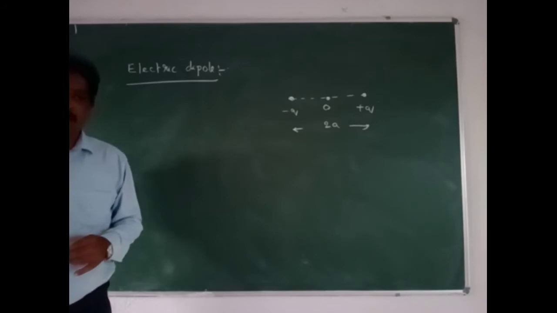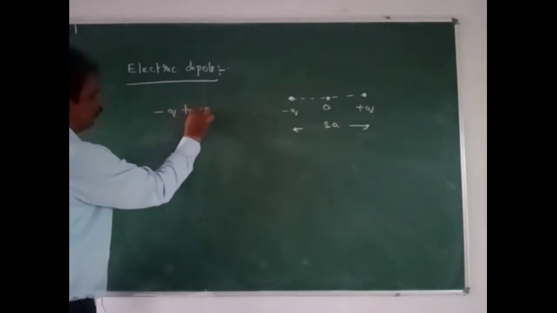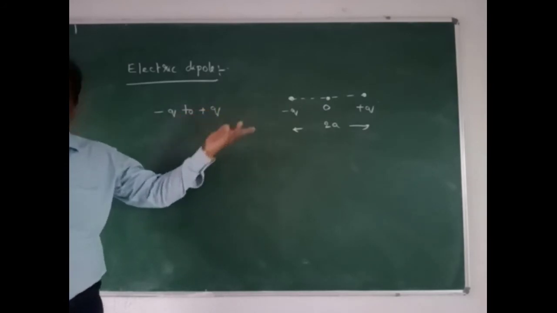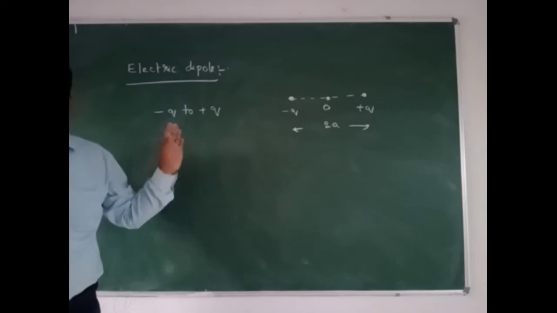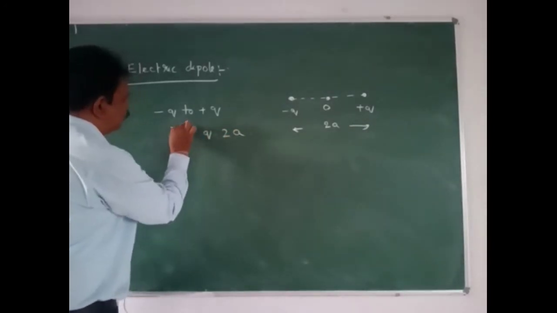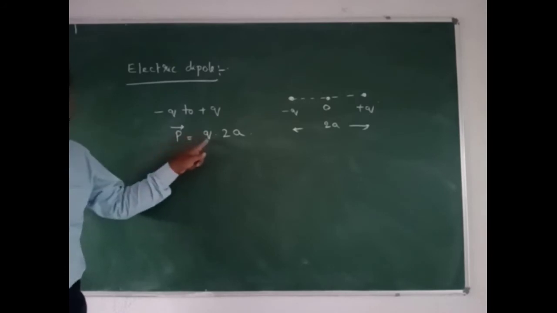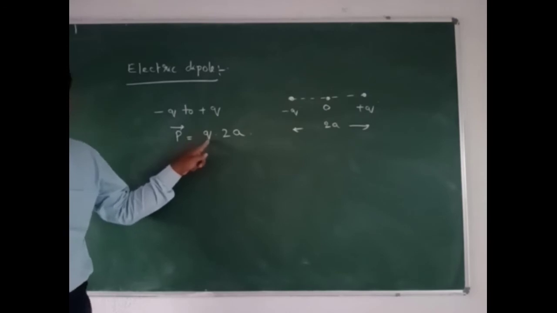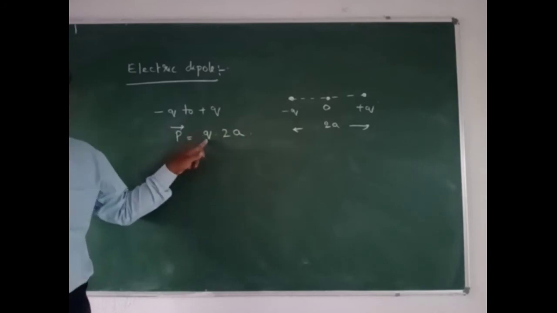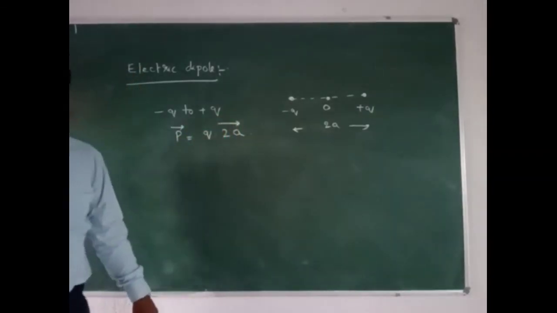Length of the dipole is a vector quantity. Why it is a vector quantity means always we have to measure that distance from minus Q to plus Q. So that's why the length of the dipole will be a vector quantity. Dipole moment means P bar is equal to Q into 2a. Dipole moment is indicated by the letter P. Its formula is the product of magnitude of charge in the dipole and distance between the two charges. Here charge is a scalar quantity, but length of the dipole is a vector quantity. That's why dipole moment is a vector quantity.